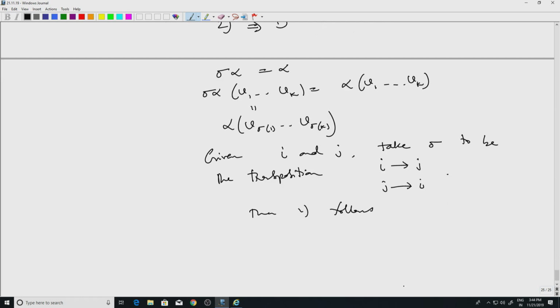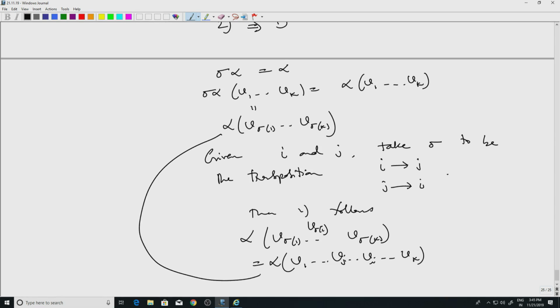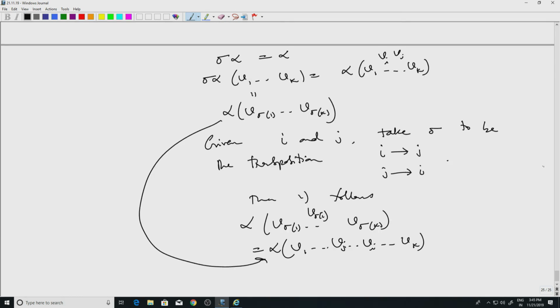because alpha of V sigma 1, ..., V sigma k would be, assuming i and j are not 1 or k, what one gets is right. So this is V1. Now here there would be V sigma i somewhere here, but i has gone to j, so that would be Vj, and similarly j has gone to i, Vi, and this is Vk. So the left hand side is Vj, Vi here, and the right hand side is Vi, Vj here, assuming i is less than j. So essentially the idea is to take a transposition and you get it.